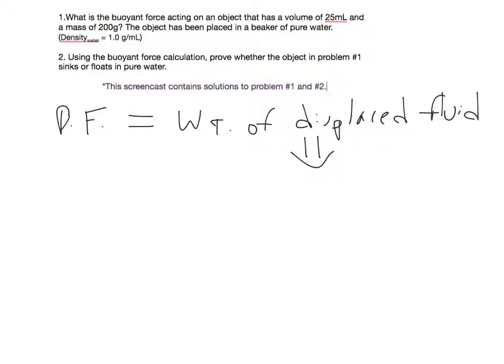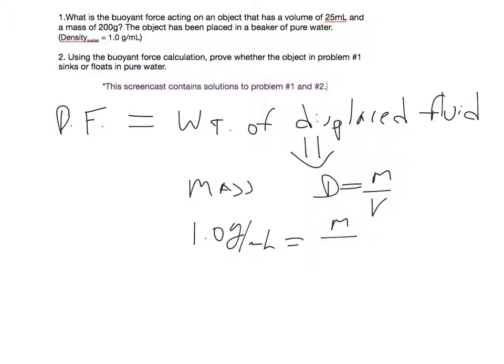So what we really need to do right now is find the mass of water displaced in order to calculate its weight. Since we know that density is mass over volume, and we know the volume of water was 25 milliliters, and we know the density of water is 1.0, we can use this formula to solve for the mass. So 1.0 gram per milliliter equals the mass, which we don't know, of the displaced fluid over a volume of 25 milliliters.